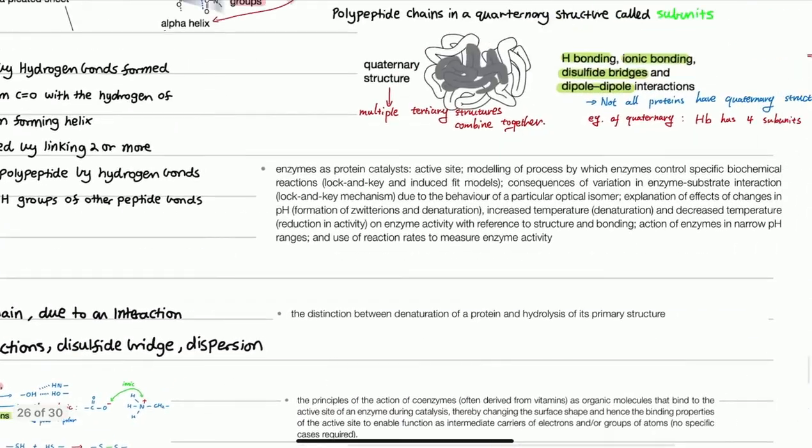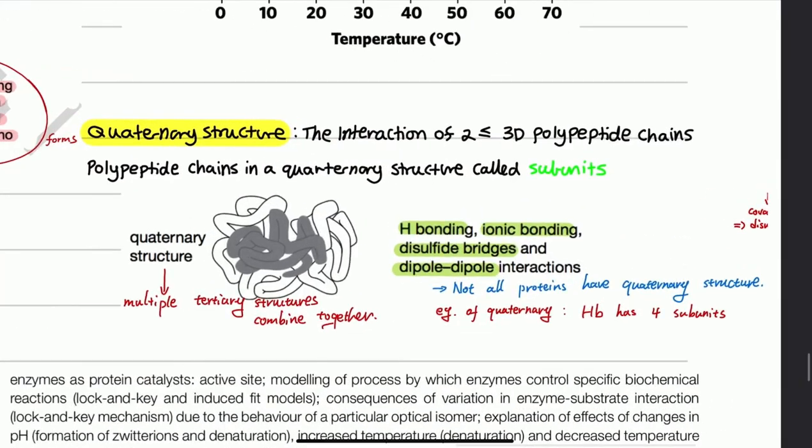And finally, here we're going to have the quaternary structure, which is the combination and interaction between two or more three-dimensional polypeptide chains. It's important to note that not all proteins have quaternary structures. Polypeptide chains in a quaternary structure are called subunits. And a common example of this is hemoglobin.